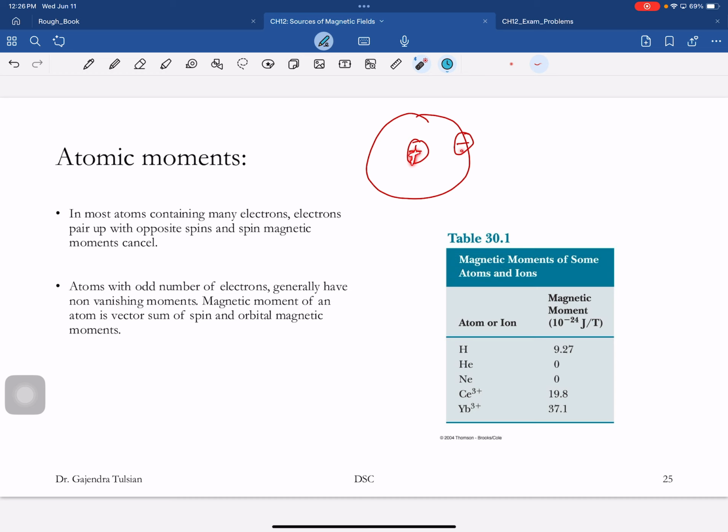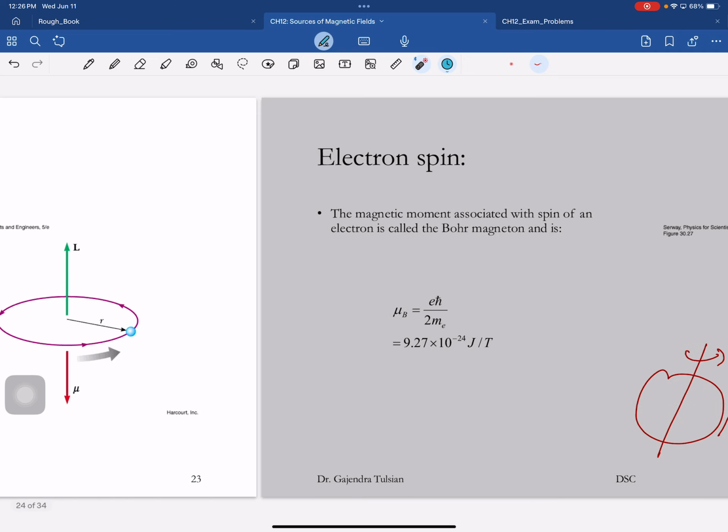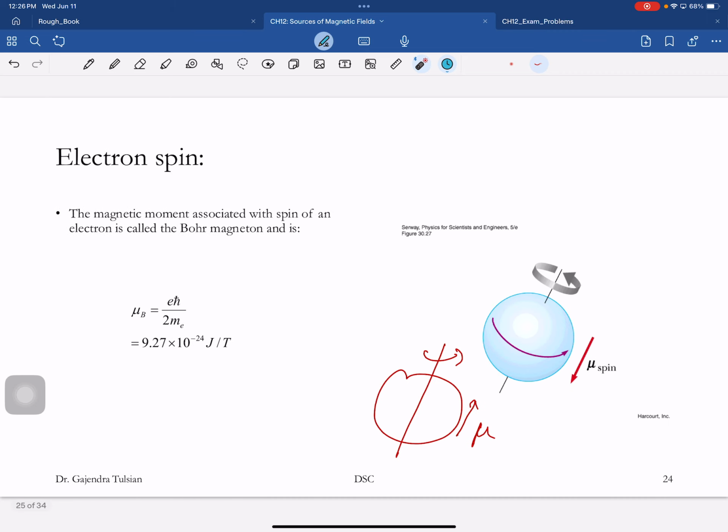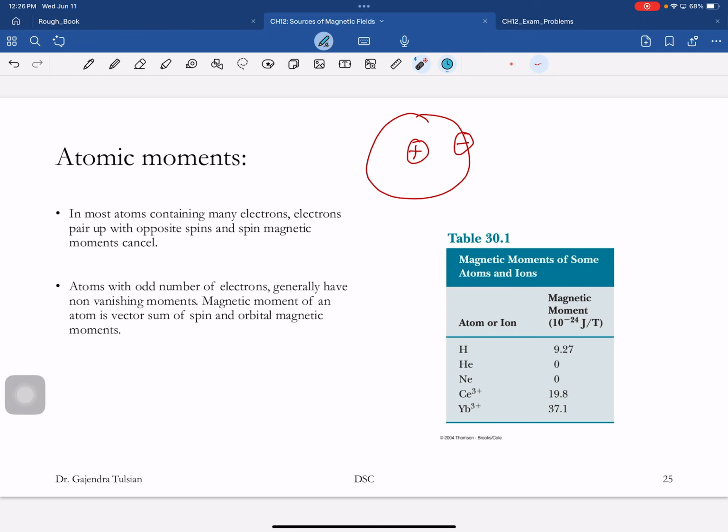The orbit is 1s. So in the s orbital, s is L equal to 0. So that has no magnetic moment. The orbital moment is 0. And then the only thing left is the electron moment, and that's what that is. So for the hydrogen atom, the magnetism is coming from the spin of the electron.